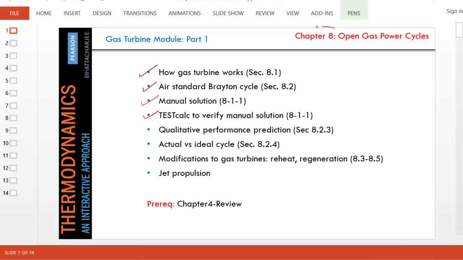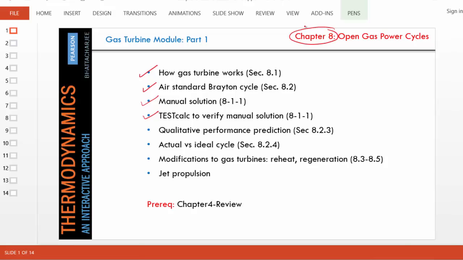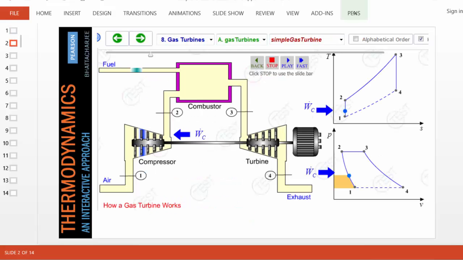In your textbook, chapter 8 covers gas turbines, and you'll see references to various sections of the different topics that we are covering. One important thing, you must be familiar with open steady device analysis in chapter 4. Especially, you've got to go over how a compressor and a turbine work from chapter 4. Okay, let's begin with a screenshot of animation 8A, simple gas turbine.